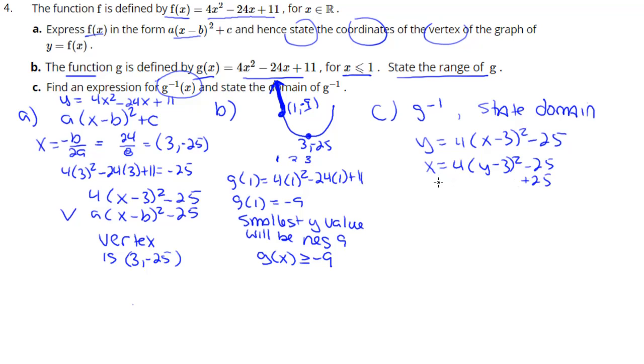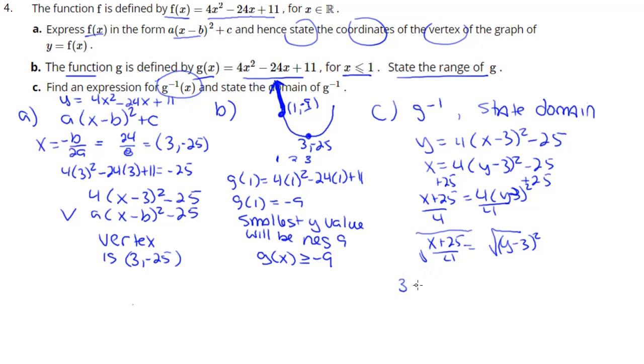All right, fantastic. Okay, so if we add 25 to both sides, we're going to get x plus 25. Then we're going to divide by 4. We've got x plus 25 divided by 4. Then we've got to square root both sides. And so we're going to have the square root of (x plus 25) over 4 equal to y minus 3. And then we're going to add 3 to both sides, and we're going to get 3 plus or minus the square root of (x plus 25) over 4.